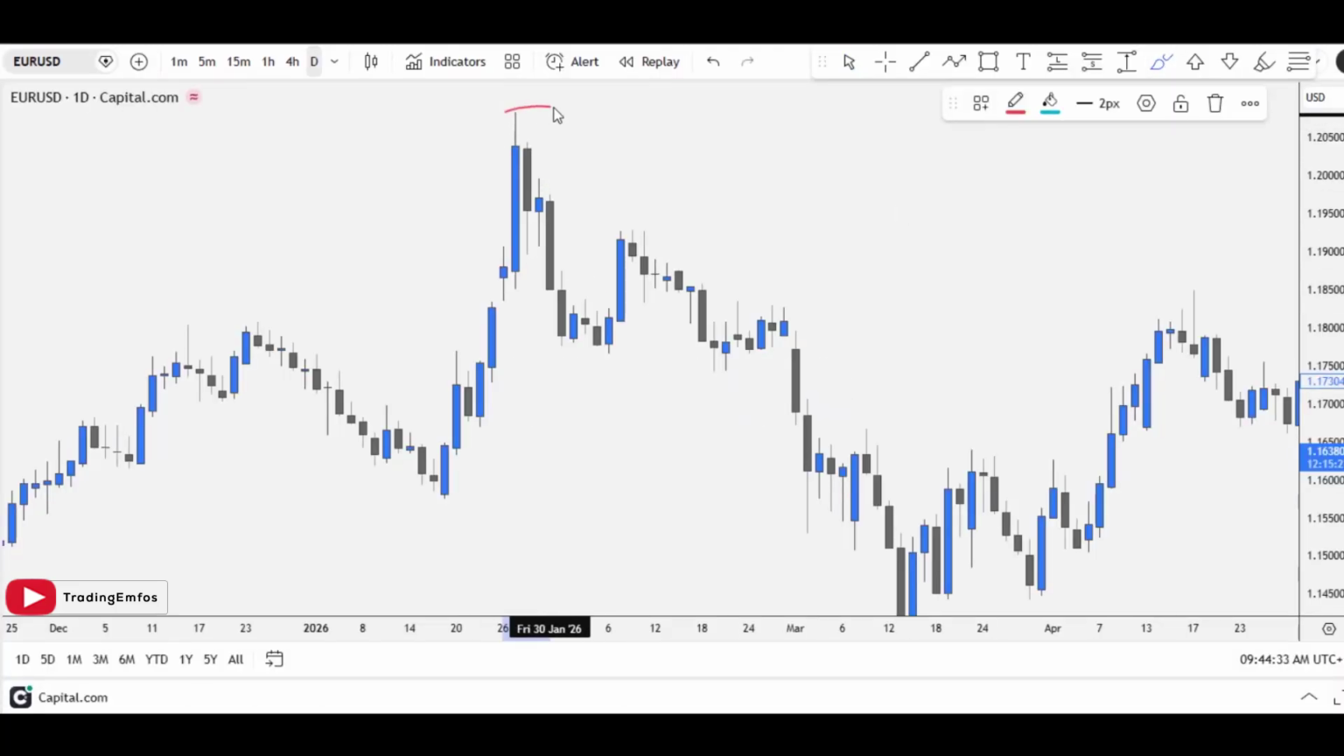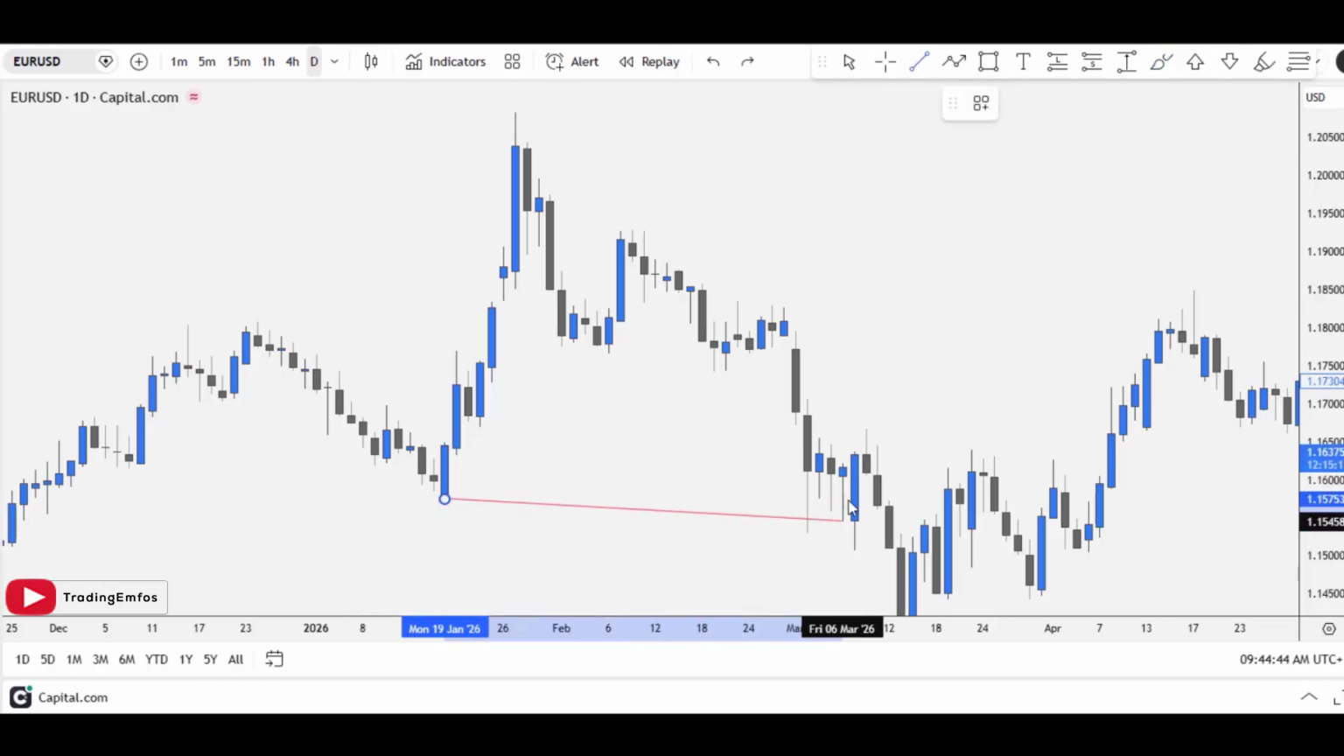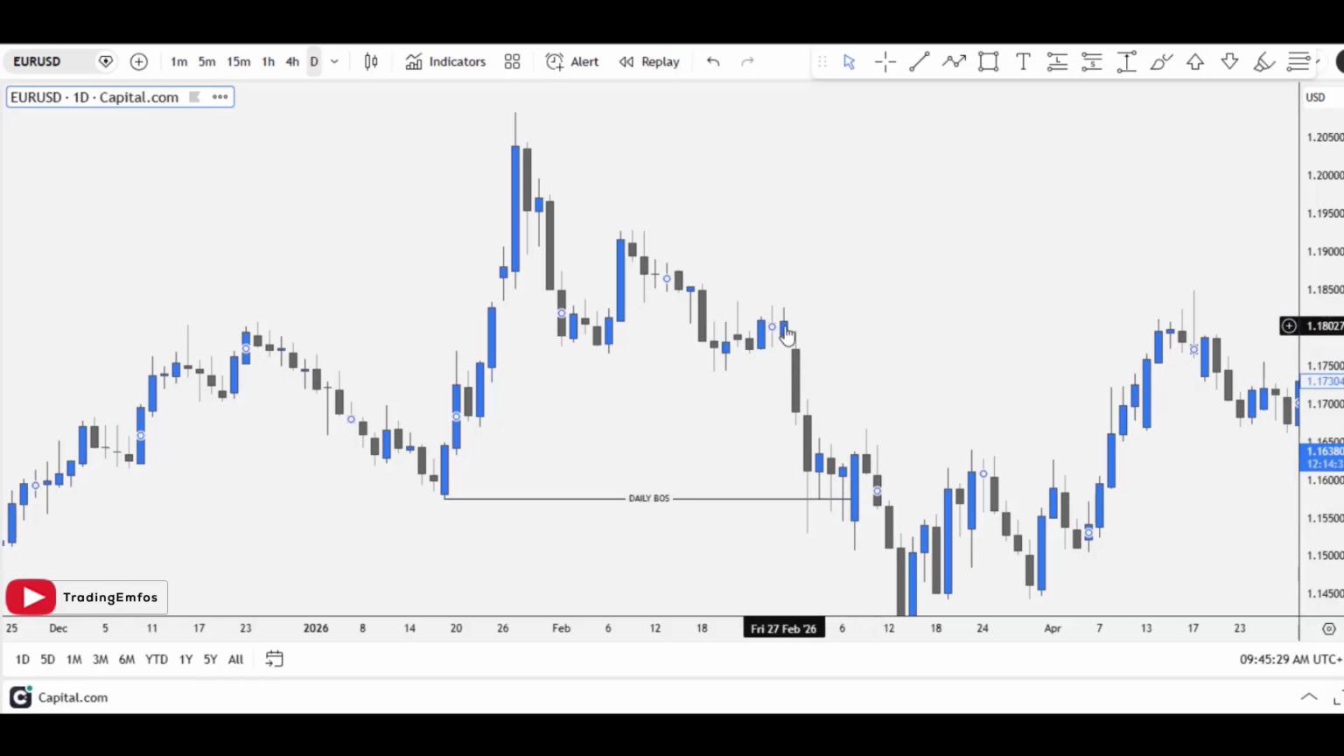I'm using the Euro US dollar pair on the daily time frame. First thing you have to do is to find a high point or a low point in the market. This is a low point in the market, so we mark here. The market broke structure to the downside, so we'll mark it as our BOS, our daily break of structure. The market broke structure to the downside on this very candle, so we look for our close up. We have our close up here, so this becomes our daily high.